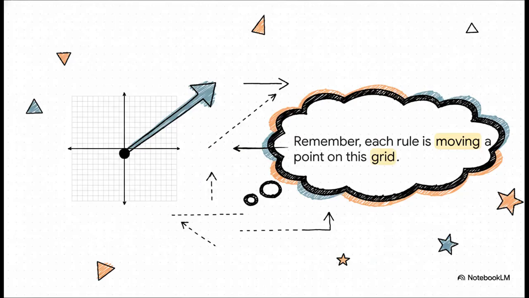As we're getting into all this algebra, it's pretty helpful to take a step back and remember what's actually going on. Each of these rules we're making is just a set of instructions. It tells you how to take any point, x, y, on this grid and move it to a new spot. We're basically creating a shortcut to get from the starting point to the final destination in one single jump.